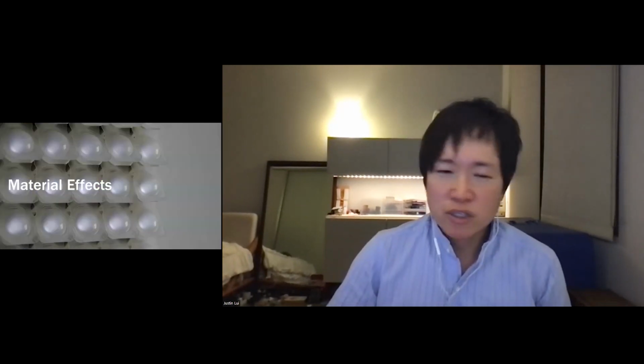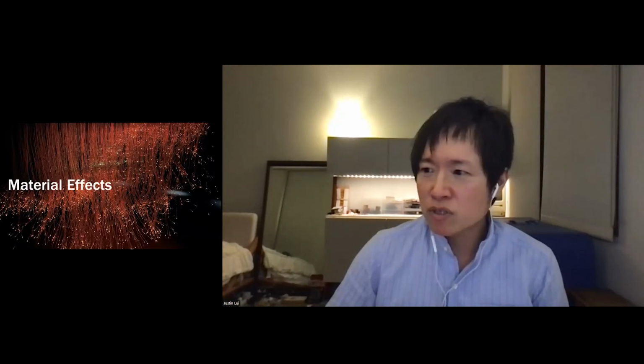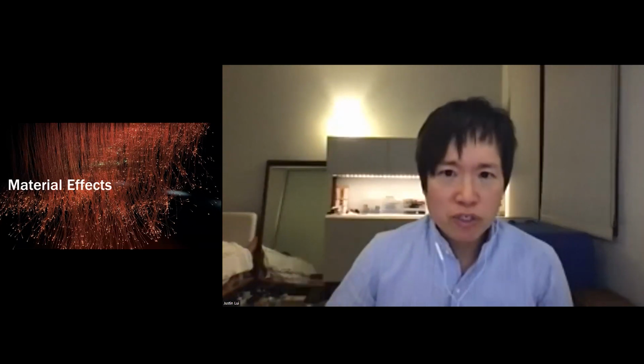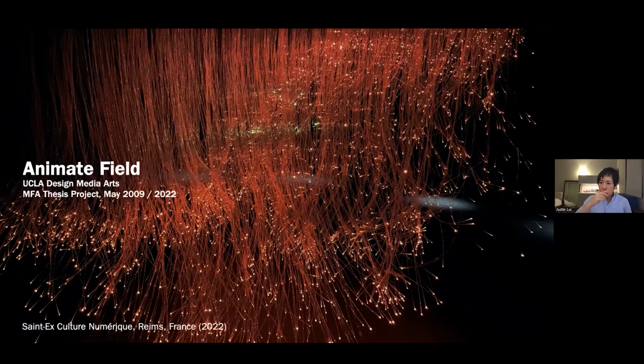And instead of using a TV in the projects that I'll be showing you, I'm essentially building a custom TV in some cases. So here's one example of what I like to think of as material effects. Here's another example of one of my projects, and here's another example. This particular project is a fiber optic chandelier that you could walk into, and I call it Animate Field. And I'll go through this project in some depth, as well as the next few projects.